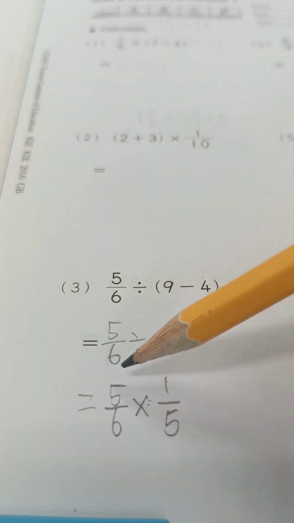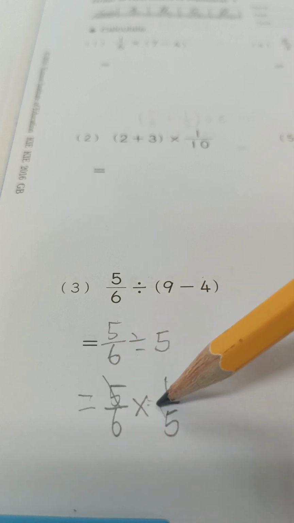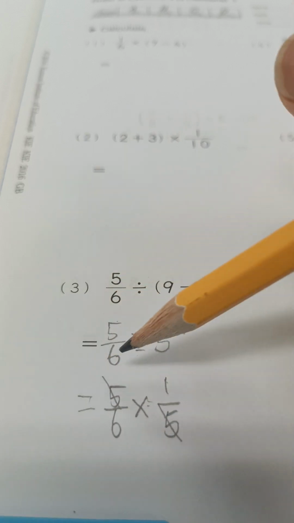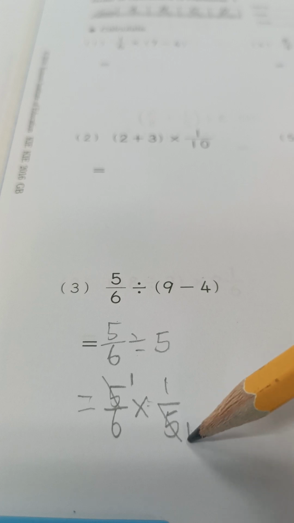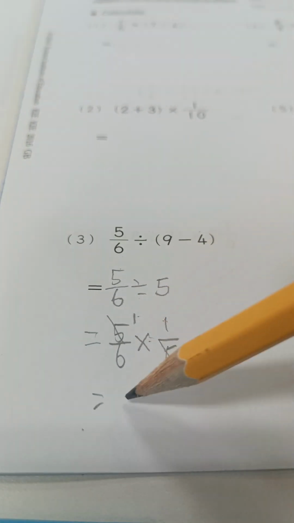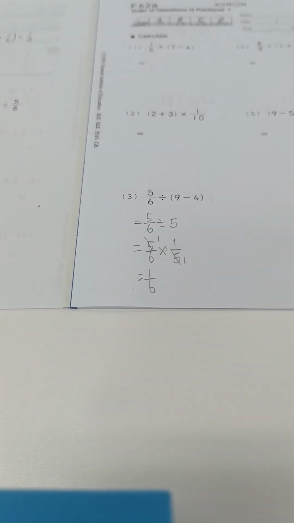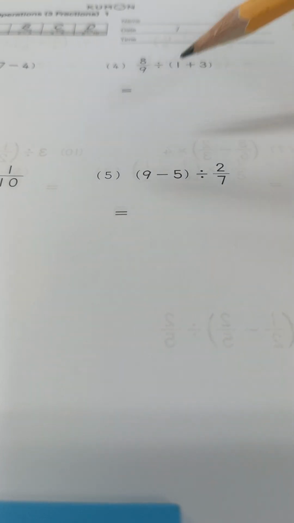We multiply by cancelling out wherever possible. Dividing 5 by 5, 5 by 5, we get a 1 here and a 1 there. So the answer should be 1 times 1 on the top, 6 times 1 at the bottom. The answer is 1/6. Okay, we move on to one more, working together.